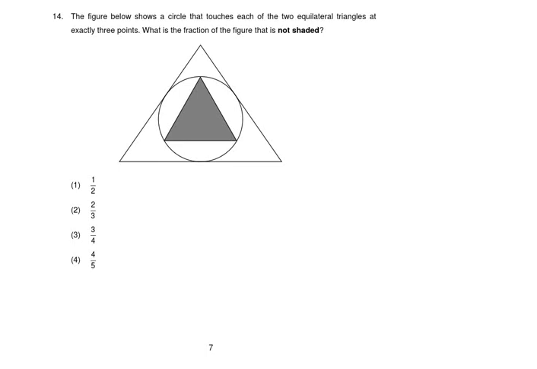Okay, so for this question, you know that we have a circle. This is the circle, touching two equilateral triangles. The first equilateral triangle is here. Second is here, at exactly 3 points. So 1 point, 2 points, 3 points, right? 1 point, 2 points, 3 points. What fraction of the figure is not shaded?